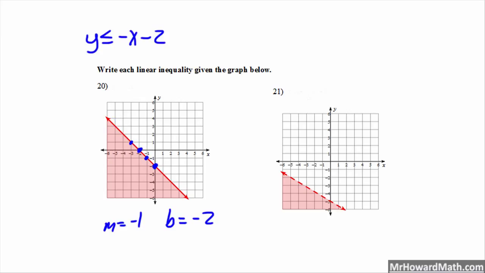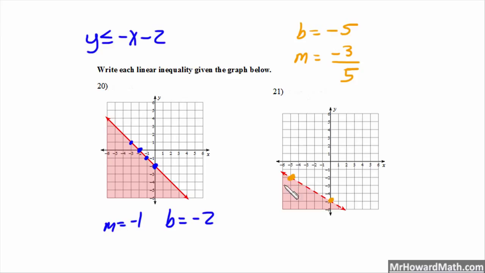Alright, now let's move on to number 21. So here we have a b value right up here. B value is negative 5 right here. And then if I track back and find a perfect ordered pair that's not a decimal, that point right there looks good. So it's down 1, 2, 3 over 1, 2, 3, 4, 5. So down 3 over 5 gives me a slope, m, of negative 3/5.